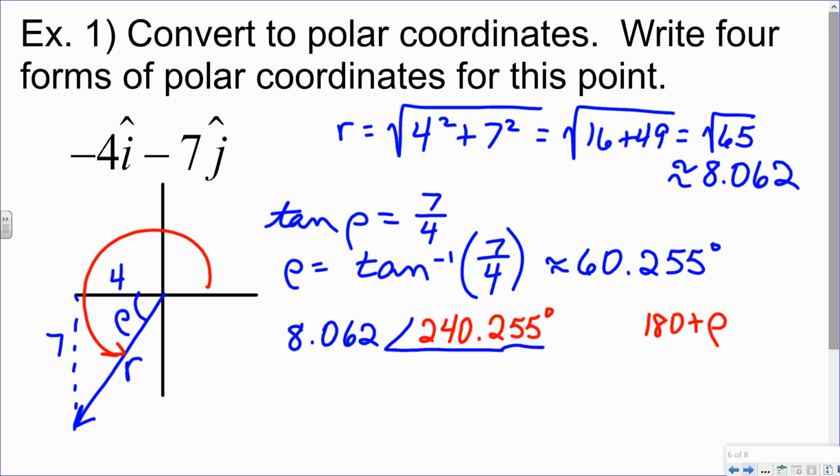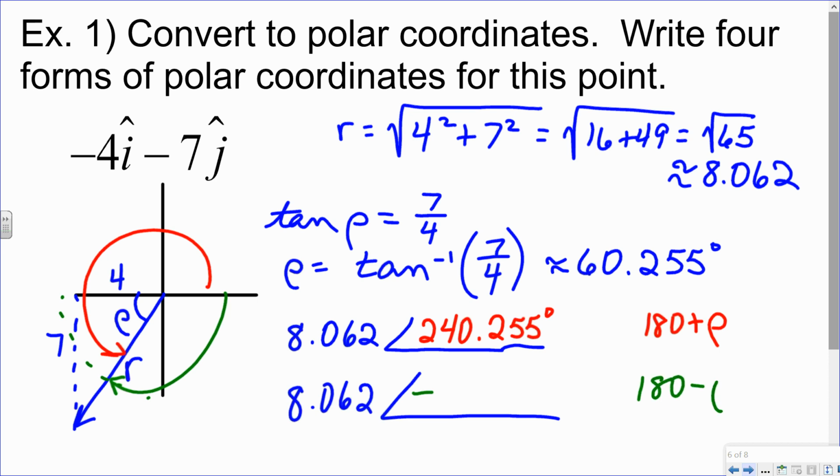So the next one that I'm going to do, to get to that vector, it's still 8.062 long no matter what, but I could have gone and measured my angle negatively to get there. So I could be measuring it like this. I'm not going to do that as 90 plus something because I don't know what this is. I know this part right here is rho. So if I thought about how far it is all the way around to here, and then take away the rho, I'd have what I really want. So negative in front of it, but the magnitude will be 180 minus rho.